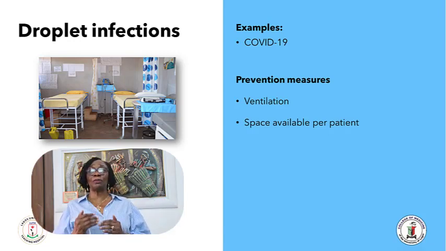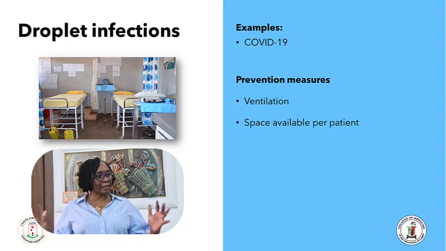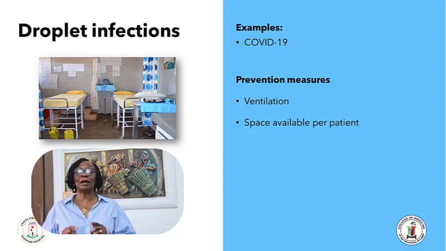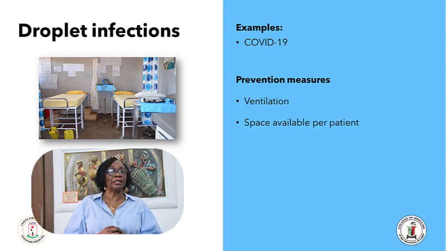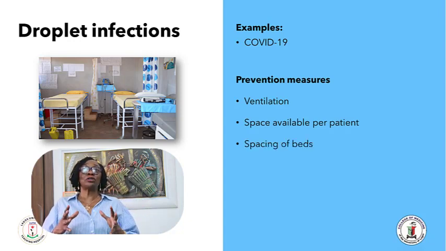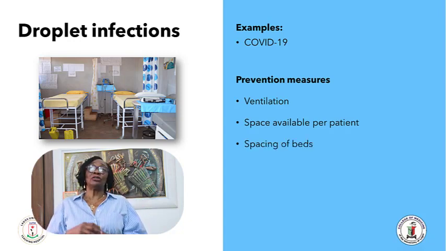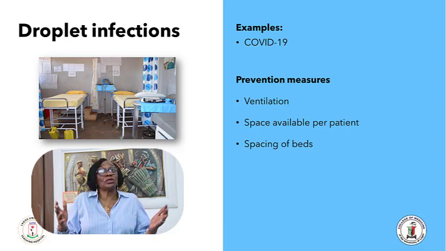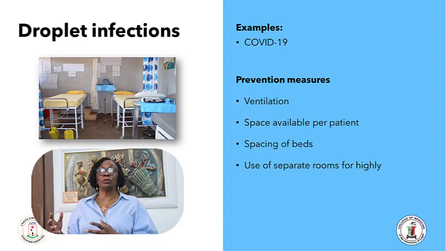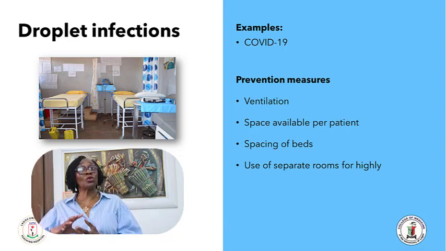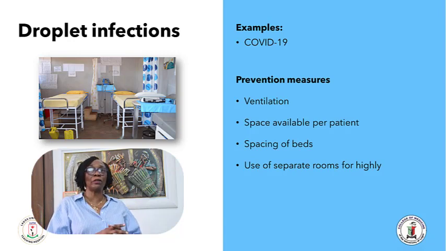Why? Because these droplets, when they come out, tend to fall within 1 meter of the person. And as you move further away, you have less concentration. So the wider the distance, the better. Which means putting 2 babies on a bed is not a good idea at all. Then you have to make sure that you space those beds. And if you can use separate rooms, which is even better, especially for babies who are very vulnerable, or you separate babies who are highly infectious away from the other babies.